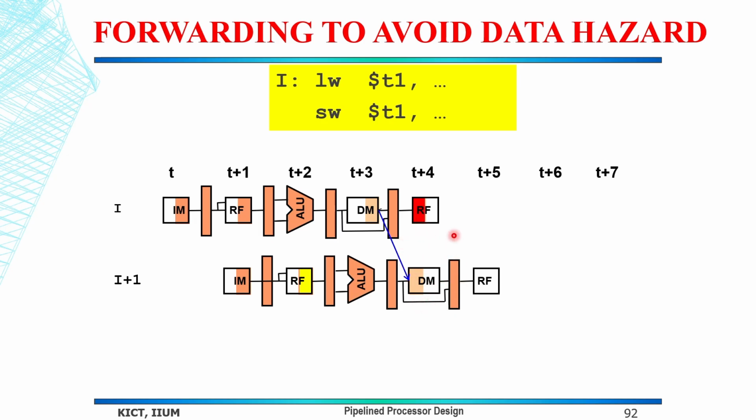Since the value is ready by the time the store needs it, we can just forward it directly from the memory stage output of the load to the memory stage input of the store. So no stall is required here. We can use forwarding itself.